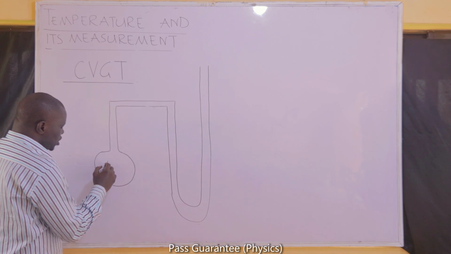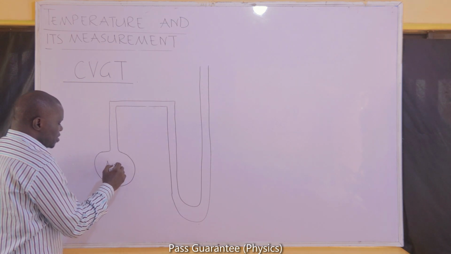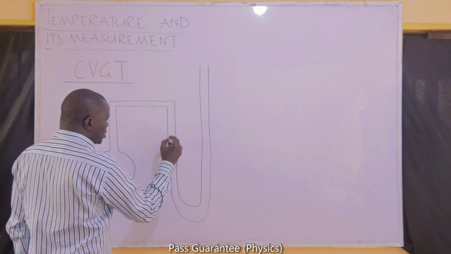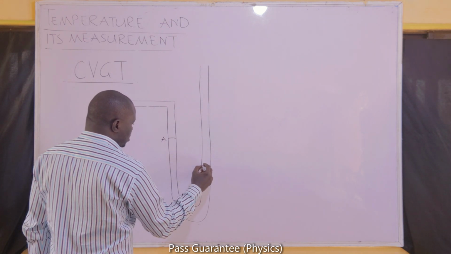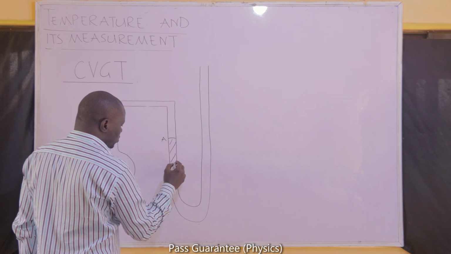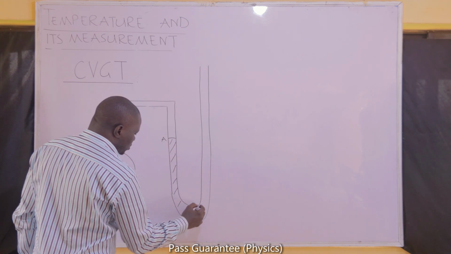So this is the vessel that contains air, and this is the manometer. The manometer A, and this is the mercury in it.